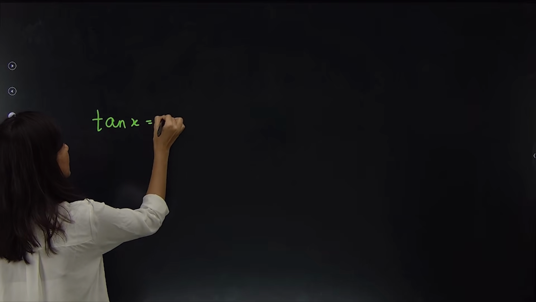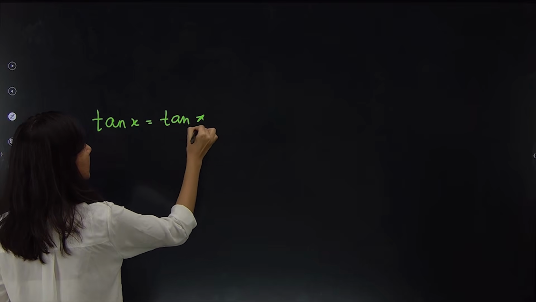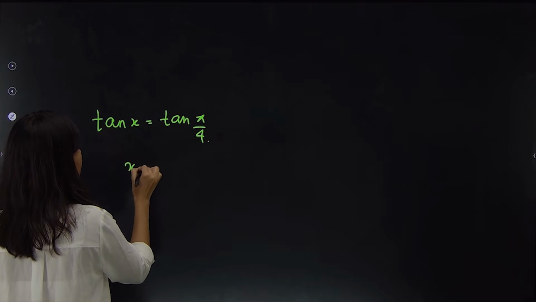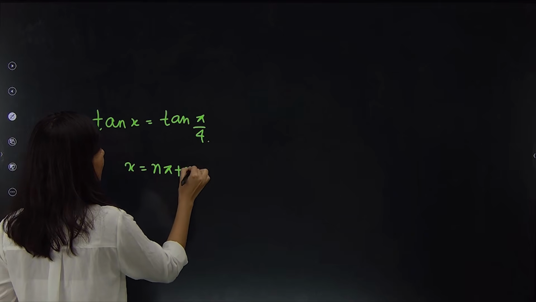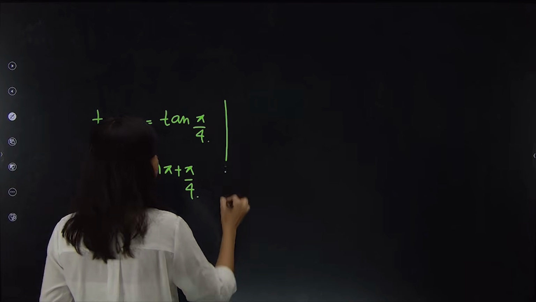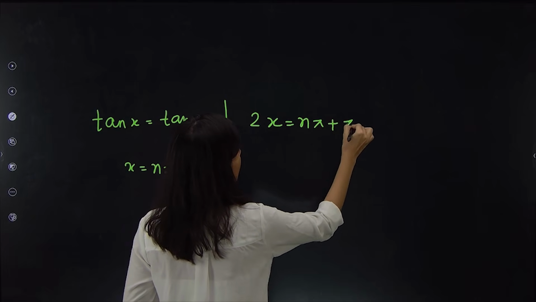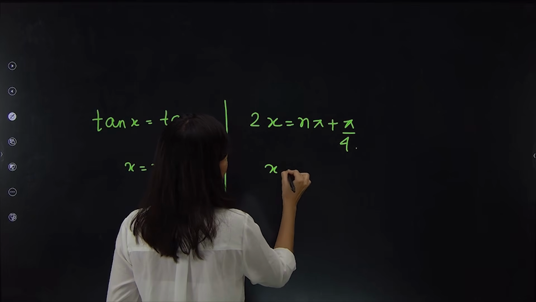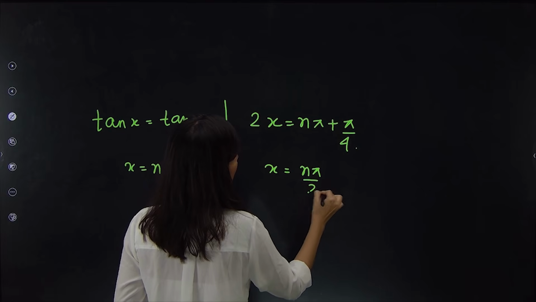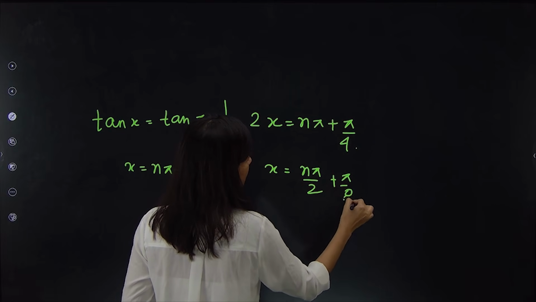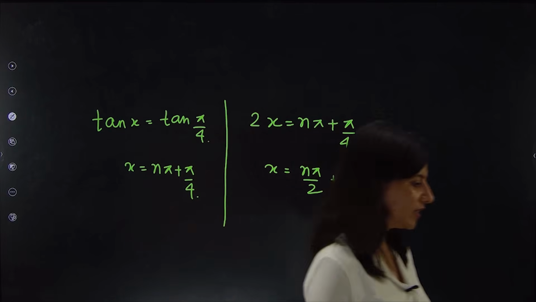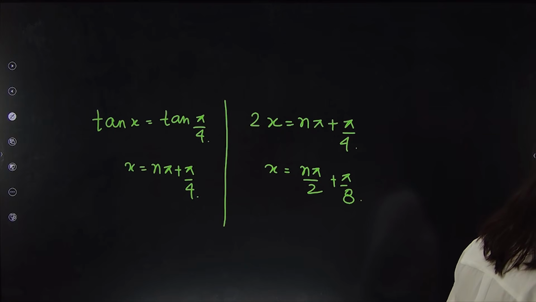Tan x equals 1. So tan x equals tan pi by 4. So x will be n pi plus pi by 4. And the second thing will be 2x equals n pi plus pi by 4. So x will be equal to n pi by 2 plus pi by 8. These two are the two different solutions, right?